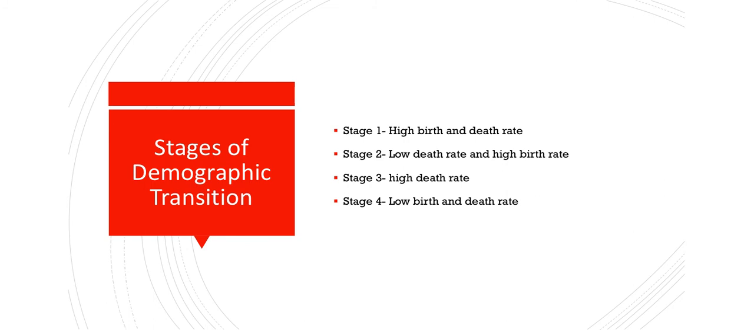But stage 1, where we have a high birth and death rate. Stage 2, low death rate, high birth rate. So that's where we boom in population. Stage 3, where we have a high death rate. Really, that birth rate kind of stays the same a little bit, but not super equal to the death rate. And then stage 4, where we have low birth and death rate. Again, you're going to see more developed nations in the stage 3 and 4 area versus the stage 1 and 2. Underdeveloped are going to be more in the stage 1 and 2 area.